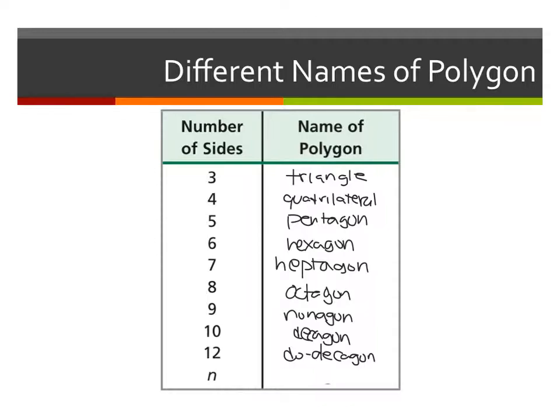Now, whether it has 12 sides, 13 sides, or 100 sides, as long as it's a polygon, we can say it's an n-gon with n number of sides. So technically you can say 10-gon. Technically you can say 9-gon. Technically you can say 17-gon. It just means that it's a polygon that has that many sides.